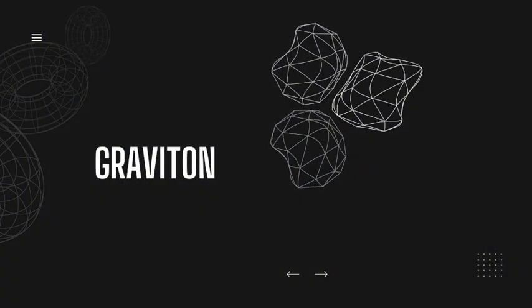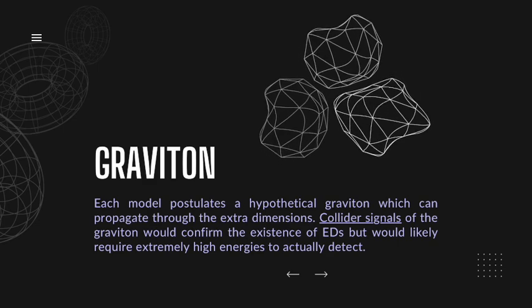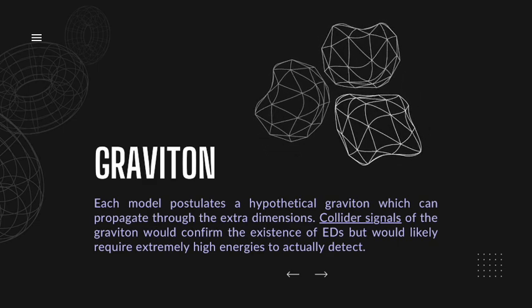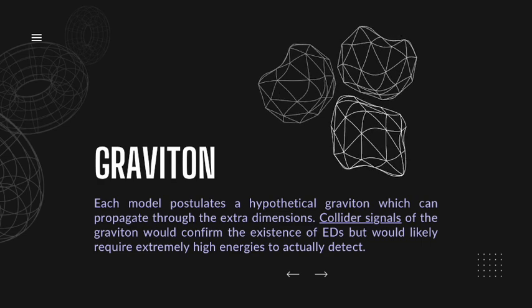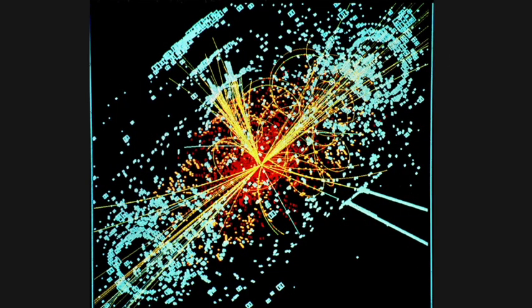Each model postulates a hypothetical graviton which can propagate through the extra dimensions. Collider signals of this graviton would confirm the existence of EDs but would likely require extremely high energies to detect. Nonetheless, several experimental searches have been conducted at the Large Hadron Collider, primarily probing for graviton emissions and resonances through its decay into standard model particles.